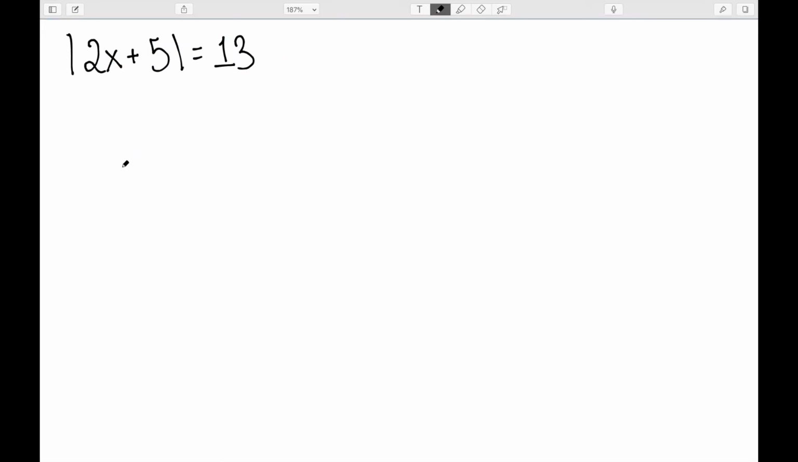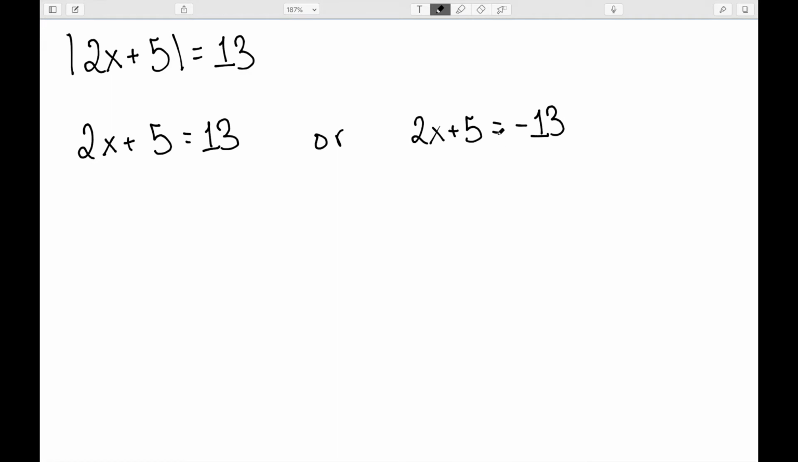So we have the absolute value of 2x plus 5 equal to 13. What we need to know is what has an absolute value of 13. Well, the absolute value of 13 is equal to 13, so we have 2x plus 5 equal to 13. But the absolute value of -13 is also 13, so we also need that 2x plus 5 is equal to -13.